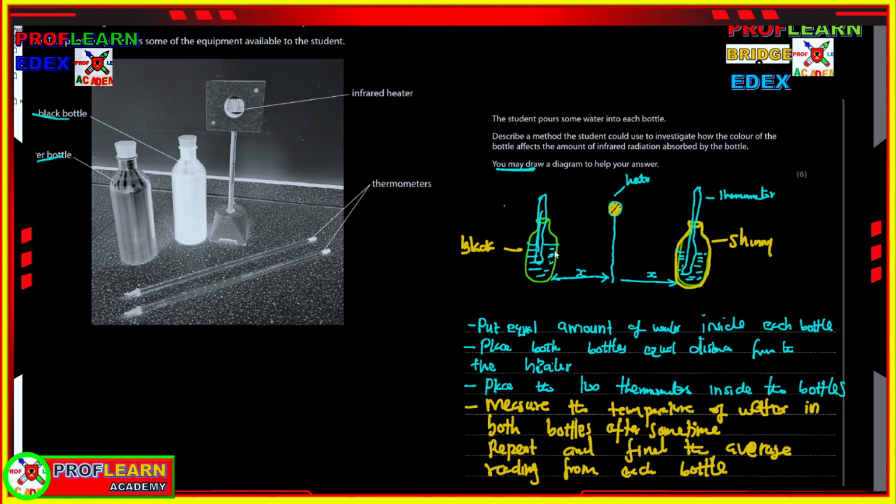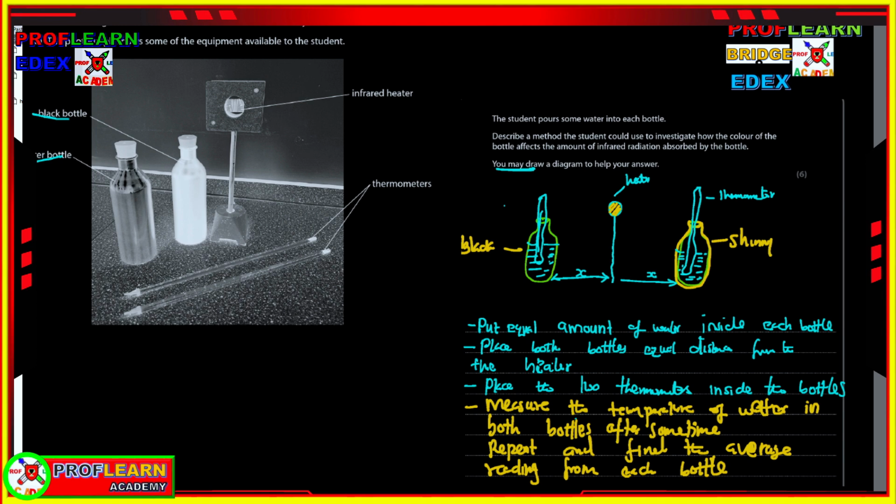Then I'll put the same volume of water into the bottles, and then insert the thermometers. Put an equal amount of water inside the bottle, place the bottles equal distances from the heater, place the two thermometers inside the bottles, and measure the temperature of the water in both bottles after some time. So you will realize that if a bottle absorbs more heat, the temperature will be higher than the other. Definitely, that's exactly what will happen.